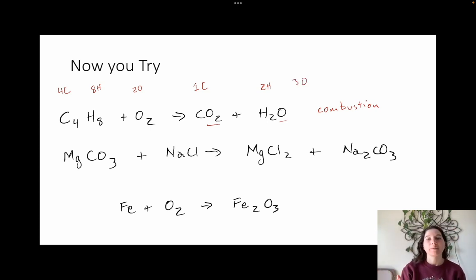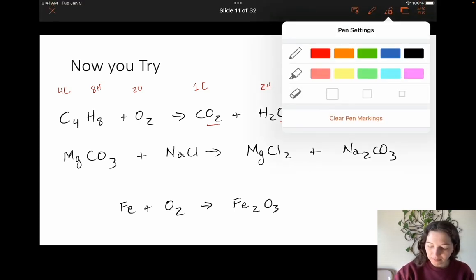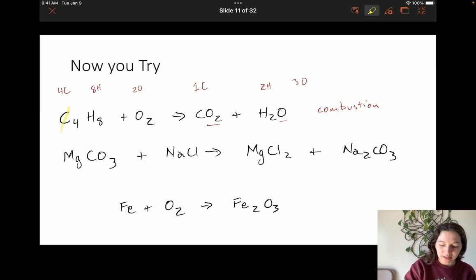So what do we start with, right? We're going to start with the easiest thing to fix. The easiest thing to fix here is going to be something that appears in the least amount of elements. So we've got carbon here and here. So it's only in 2, which is great.